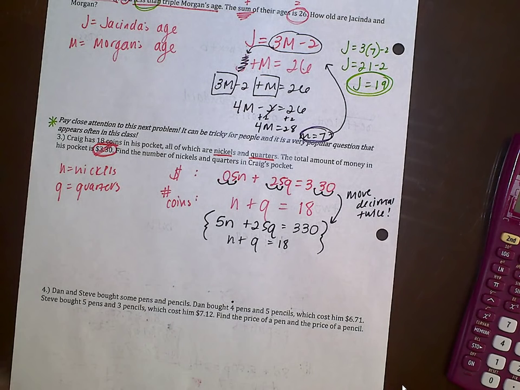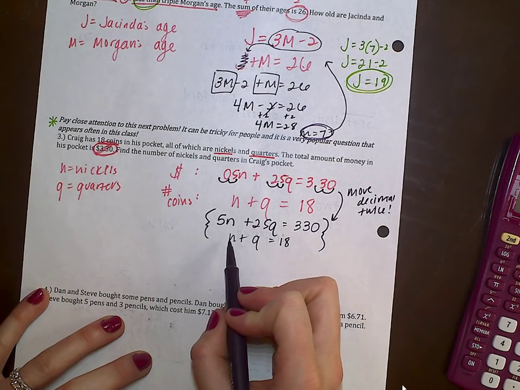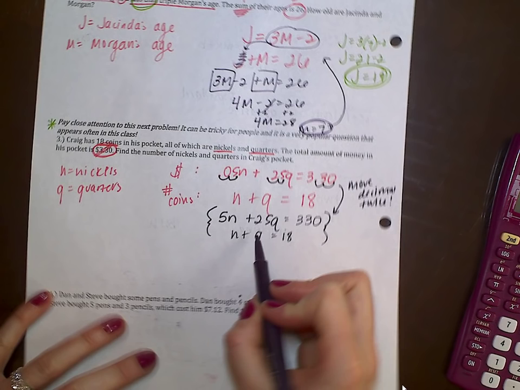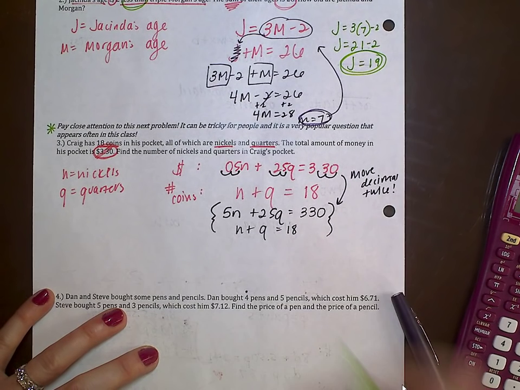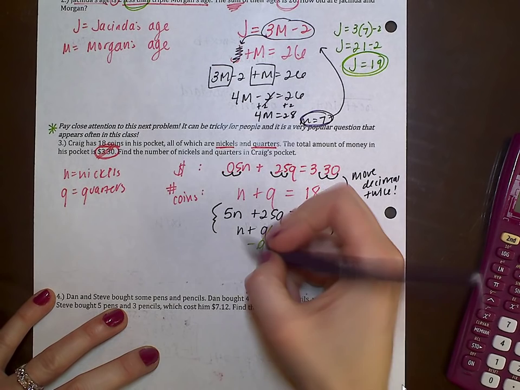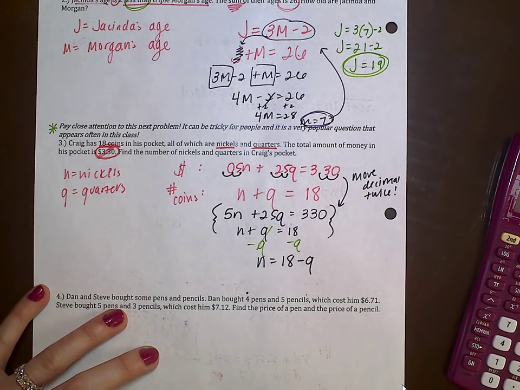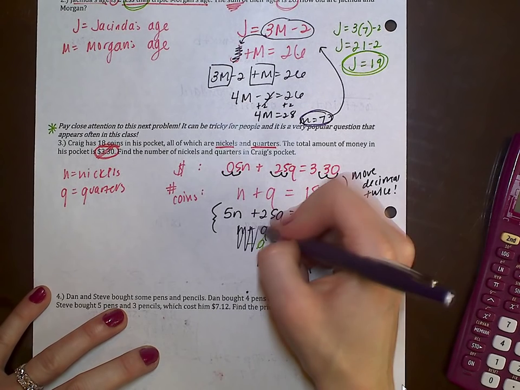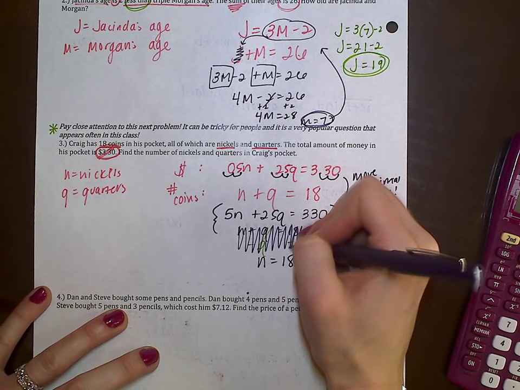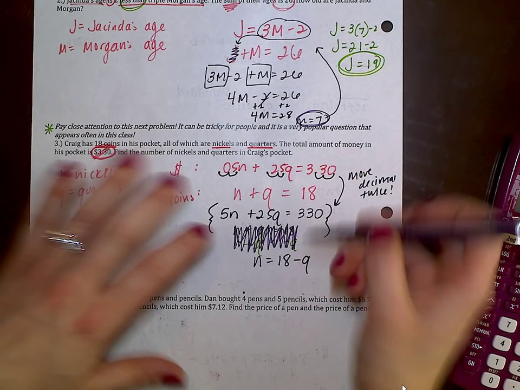So I know I need a variable alone. So I'm going to come to the second equation because I see plain n's and plain q's. And here's what I'm going to do. I'm going to subtract q over, and I'm going to have n equals 18 minus q. Okay, let's scribble this out. These problems become a lot of work. That's kind of another downfall. So now here's my system.